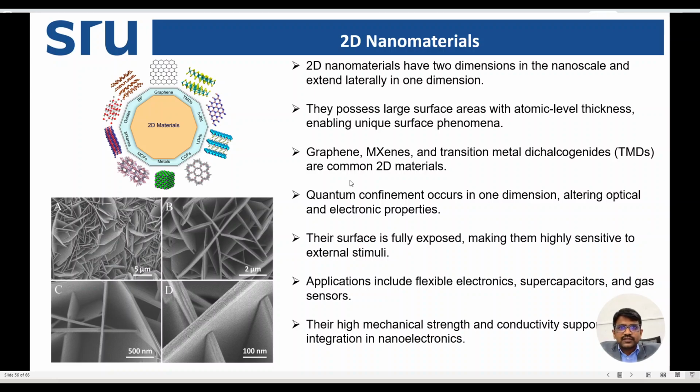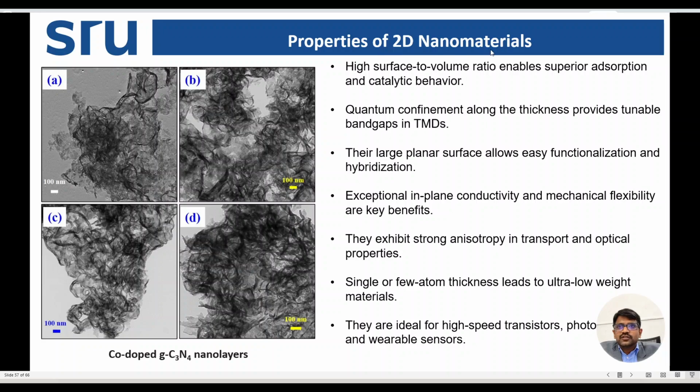So we will show some other properties, the properties of 2D materials. As we discussed just now, high surface-to-volume ratio enables superior adsorption and catalytic behavior. Quantum confinement along the thickness provides tunable band gaps. See this layered structure: this is graphitic carbon nitride, g-C3N4. Here I have tuned the band gap.